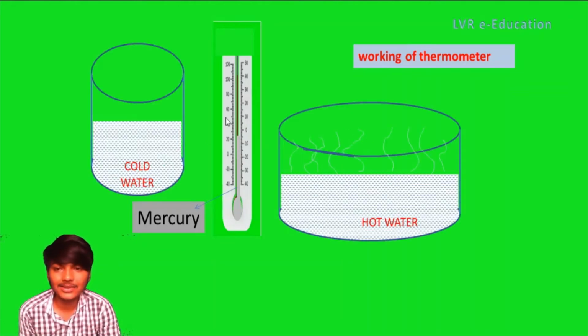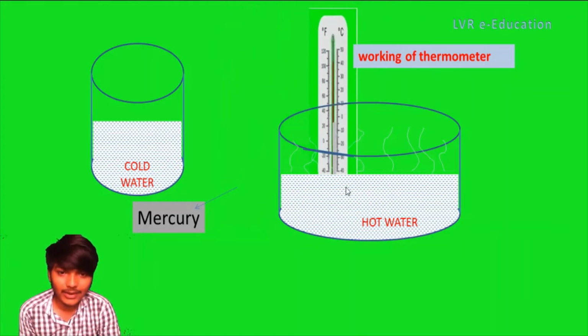Now take two vessels, one containing hot water, another containing cold water. Now place this thermometer inside the hot water. You will see the mercury inside it keeps on expanding.